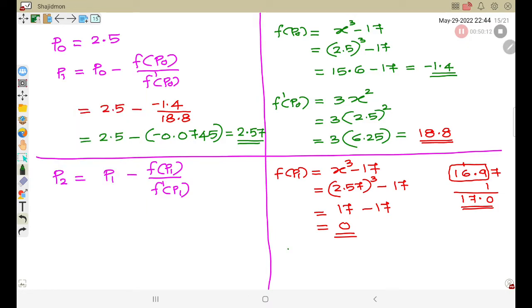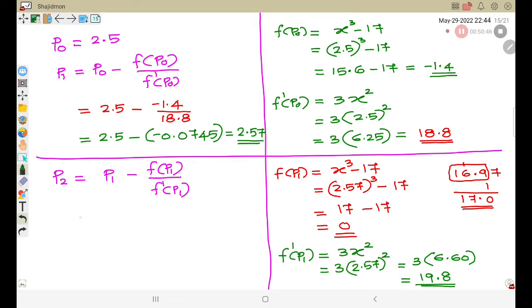Now we are calculating f'(P1). f'(x) means 3x^2, correct. So 3 multiplied by x, which is 2.57^2. Check what 2.57^2 is. It is 6.60, correct, with 3-digit rounding. So 3 multiplied by 6.60 is 19.8.